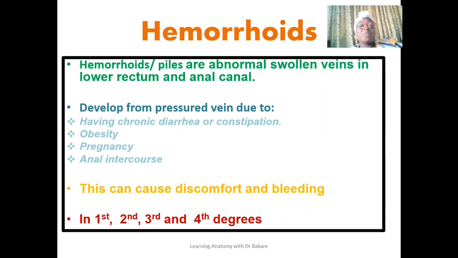For the last degree, which is the fourth degree type of hemorrhoids, they're always seen to protrude out of the rectum and the anal canal at all times.